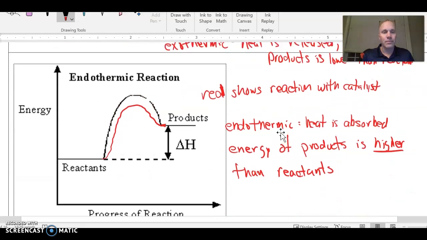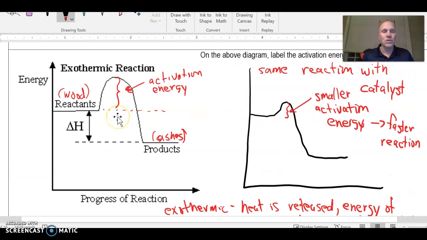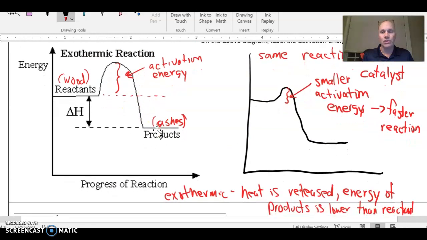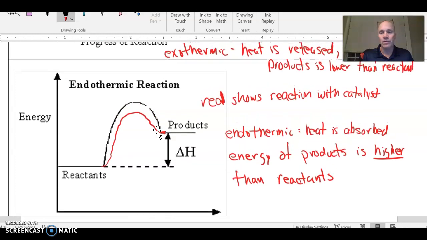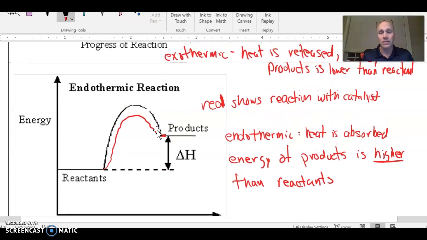So this would be an exothermic reaction, and remember, an exothermic reaction is a reaction where heat is given off. But there are also reactions called endothermic, and that's a reaction where heat is absorbed. Or another way of saying that is that you have to put heat into the reaction for it to go. The big difference is that with an endothermic reaction, your reactants have less energy than your products.